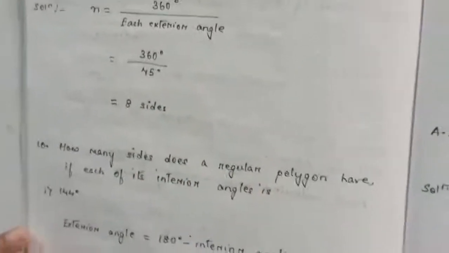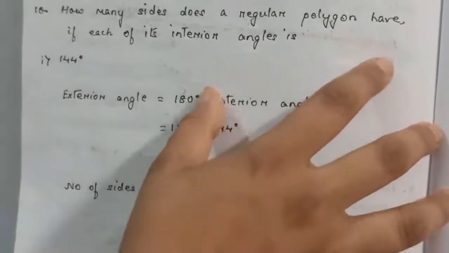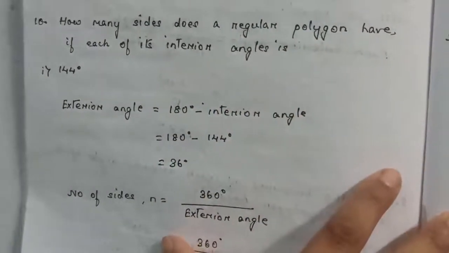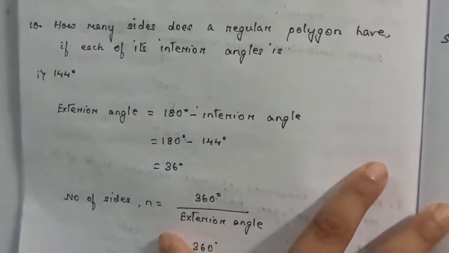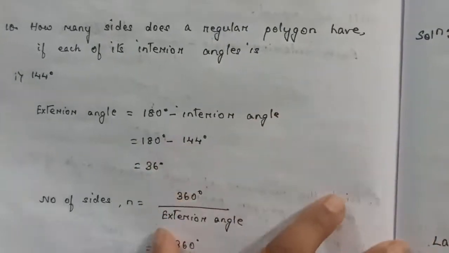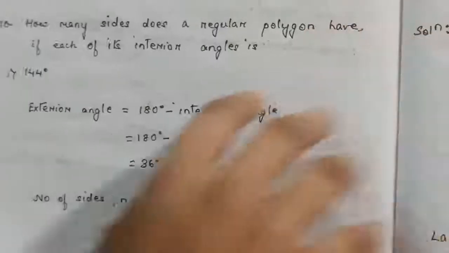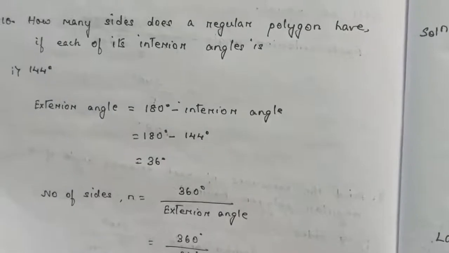Question number 10. How many sides does a regular polygon have if each of its interior angles is given? Now we have to find the sides, but before finding the sides, we have to see what to do. To find the number of sides from the interior angle, we have to know the exterior angle.